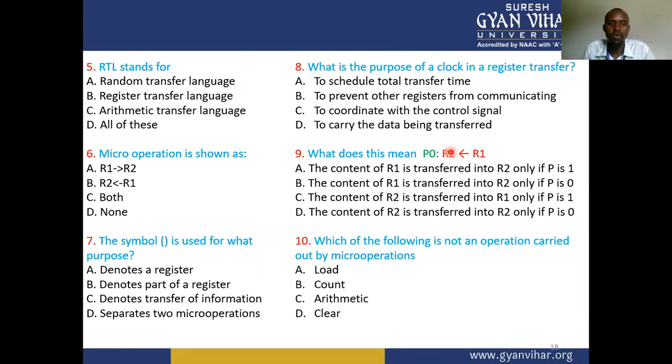Next, micro operation is shown as. In this question, you're supposed to give the correct notation of a micro operation. The micro operation always points from the right towards the left. So that means option B is the correct one.